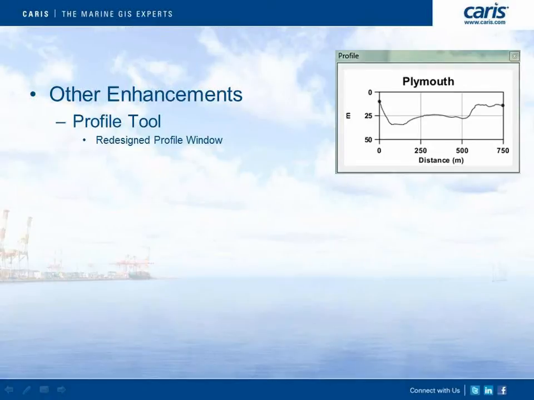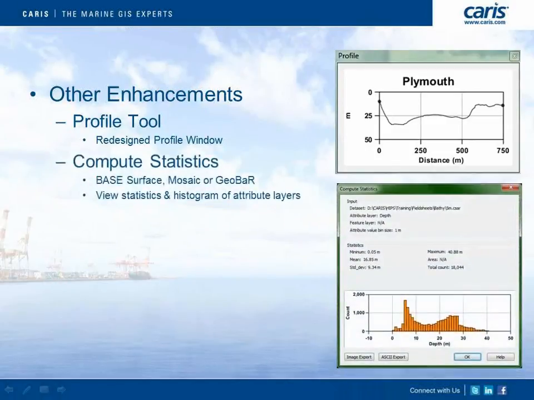We brought over the profile tool from Bathy Database, and this is a great step forward for drawing profiles in HIPS and SIPS. We also have the ability to compute statistics on layers. This command will generate statistics on an attribute layer of a base surface, mosaic, or a geobar. These statistics are reported together with a histogram depicting the distribution of points and nodes within a min-max range of values.